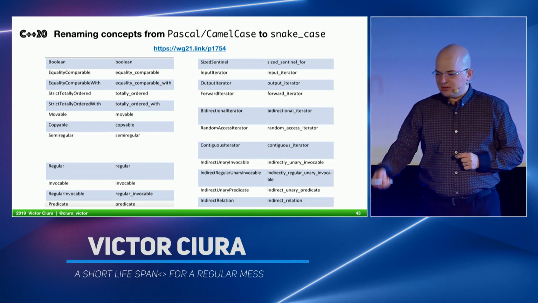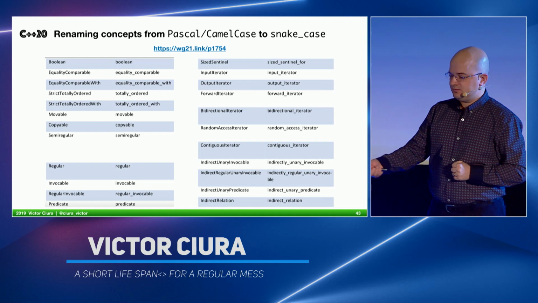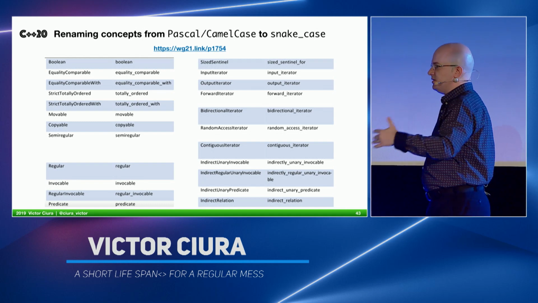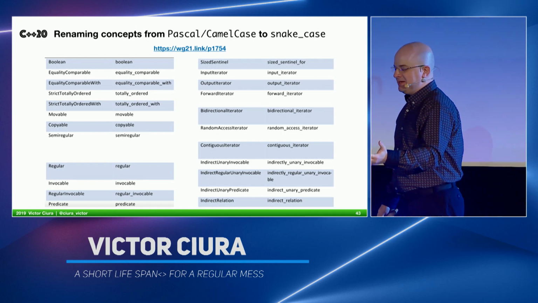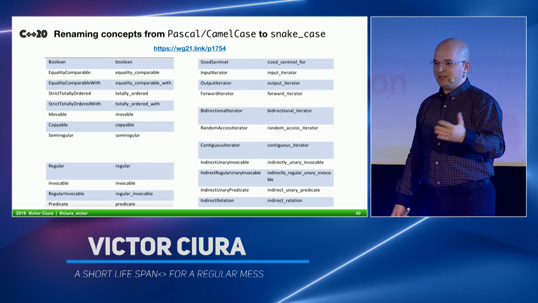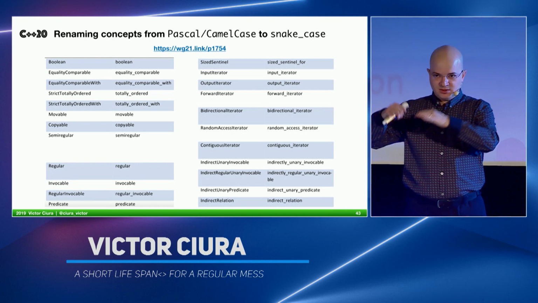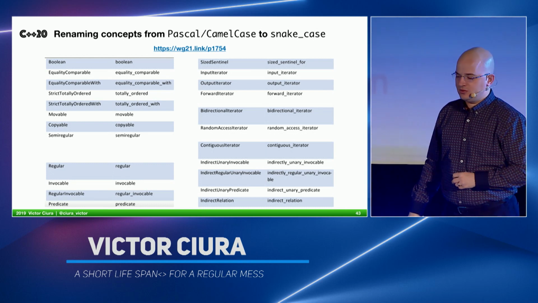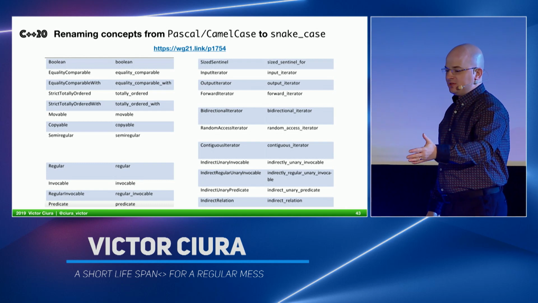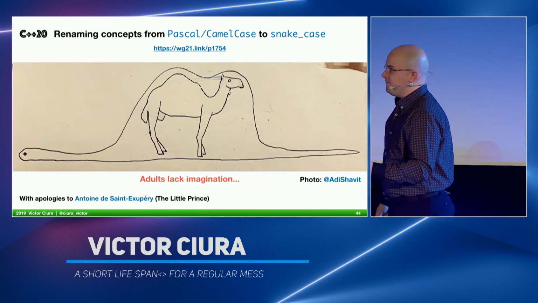Some examples, again, of concepts from C++20. Right now, I'm going to just rant. It was relatively recently decided to switch to snake case notation, so lowercase snake case notation for concepts. I personally prefer the Pascal case, and I'm going to tell you why.